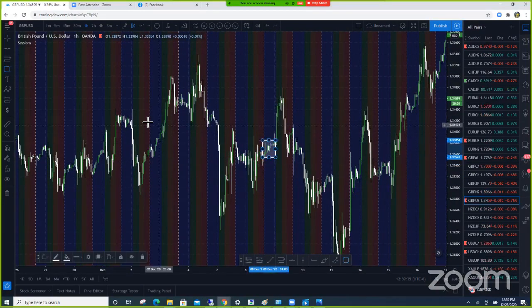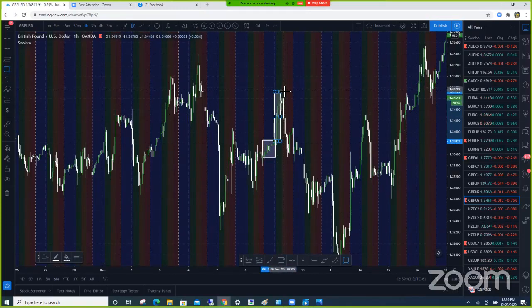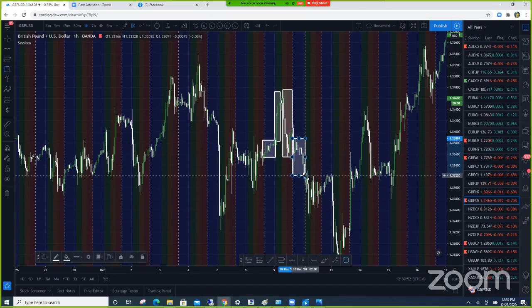Asian session, consolidated. London session, it broke out of the consolidation. Then New York session, it reversed. This was a busier Asian session, had a bigger range, but still London broke out of that range. And then this New York session, consolidated.